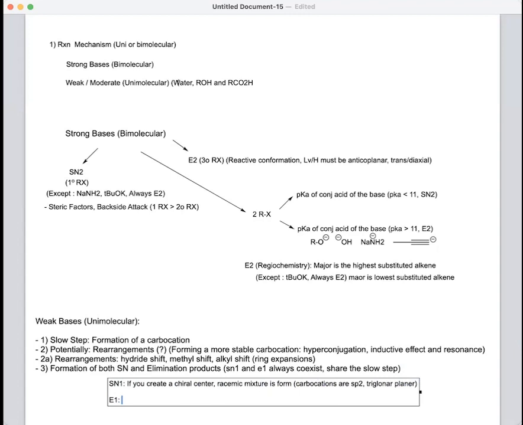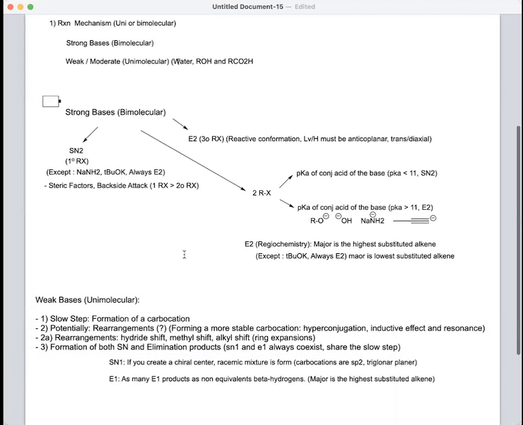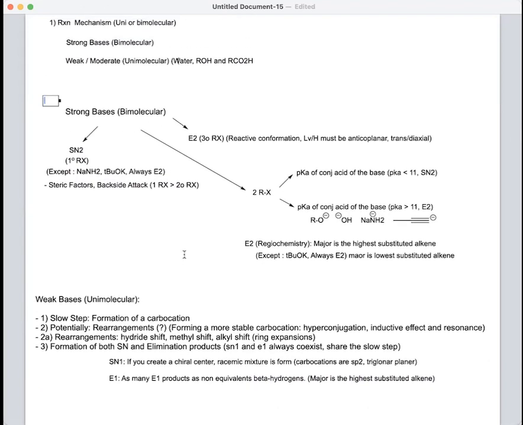For E1 products, you get as many E1 products as non-equivalent beta hydrogens. I am recording this, by the way, so you don't need to write it. I will post it for the people who were not able to attend. The major E1 product is the highest substituted alkene, because once again alkene stability determines the regiochemistry of that reaction.